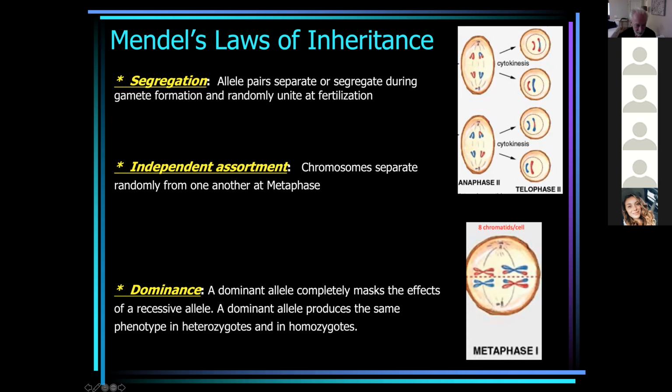His final law came from his analysis of the F2. The dominant allele completely masks the effect of a recessive allele. But the dominant allele produces the same phenotype in heterozygotes and homozygotes. So if it's homozygous dominant, you see the same phenotype as if it's heterozygous.